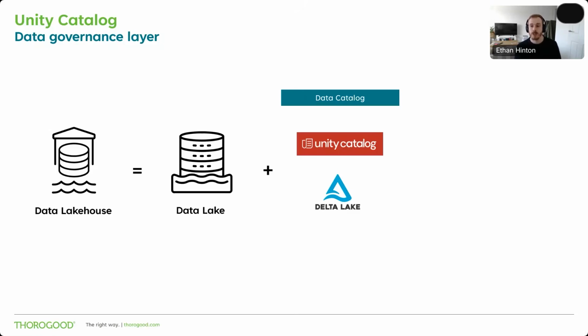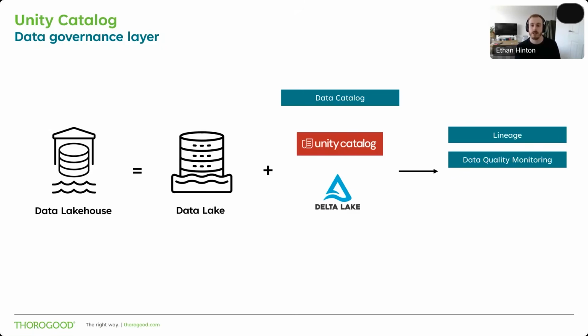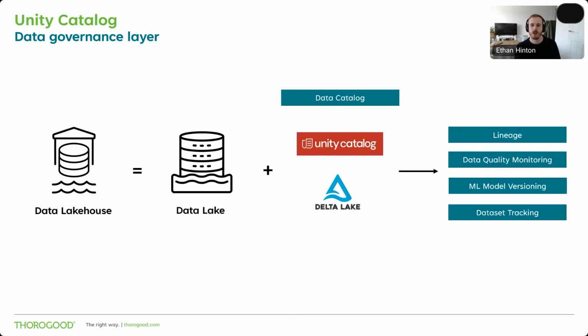But Unity Catalog brings a lot more to the table than just an interface on top of your data lake. It also allows you to integrate unstructured data into your platform, automatically track data lineage as you transform that data, monitor the data quality of your data using data quality checks, and it also brings a whole host of machine learning tools such as machine learning model versioning and dataset tracking.